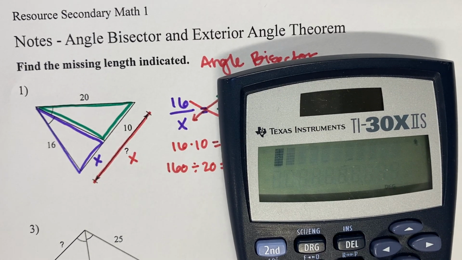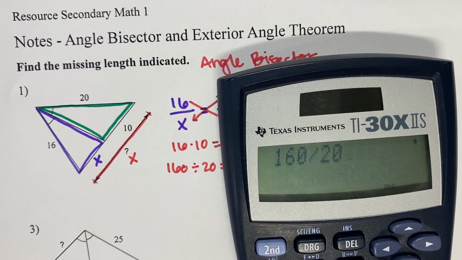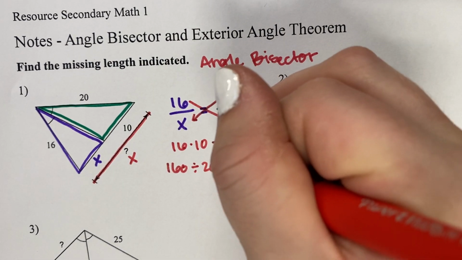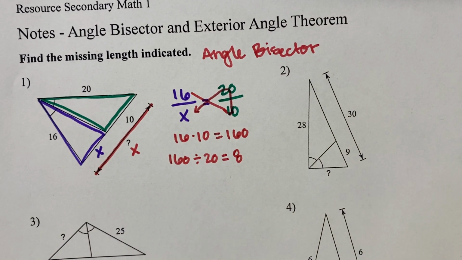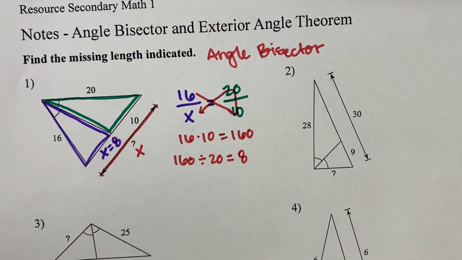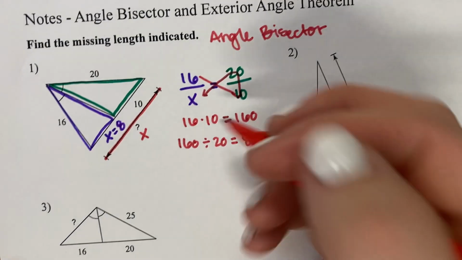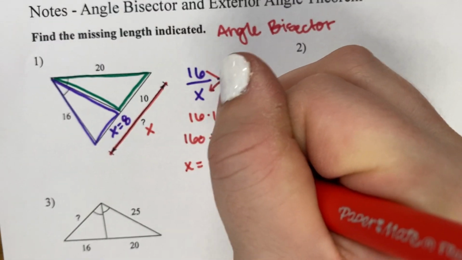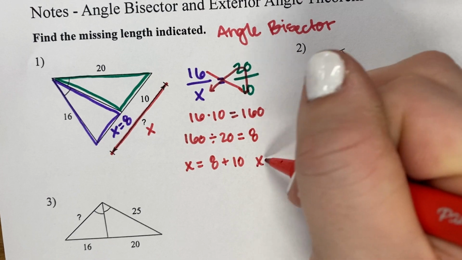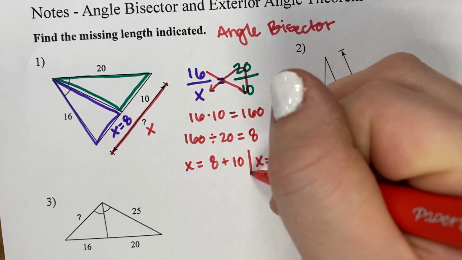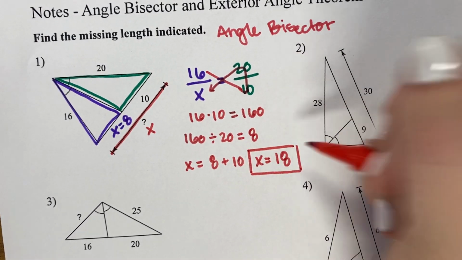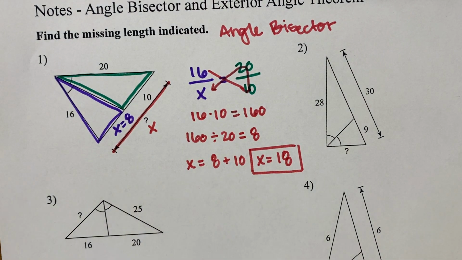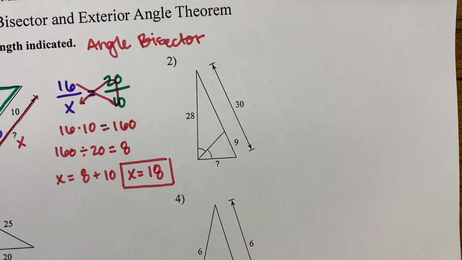We can put that in a calculator. 160 divided by 20 is going to give me 8. So I know that the missing side for my purple is 8. So this x is equal to 8. That means my whole side, that whole red x, is equal to 8 plus 10. So x equals 18. That whole missing side. Okay, beautiful. So let's do that again for number 2.